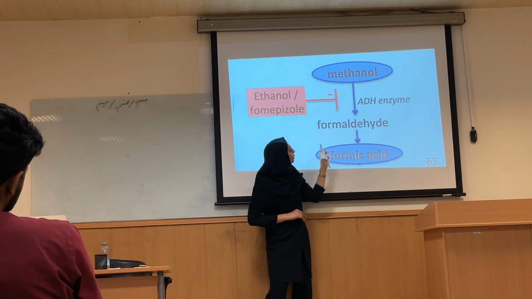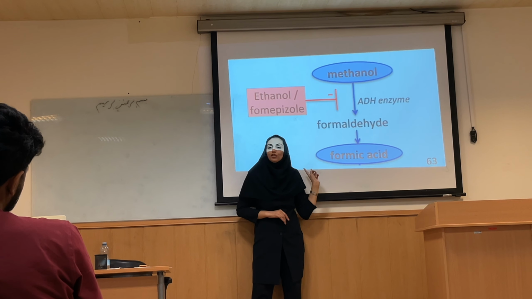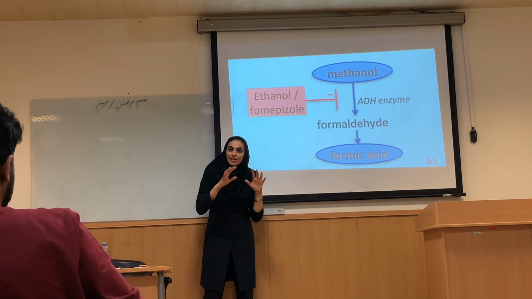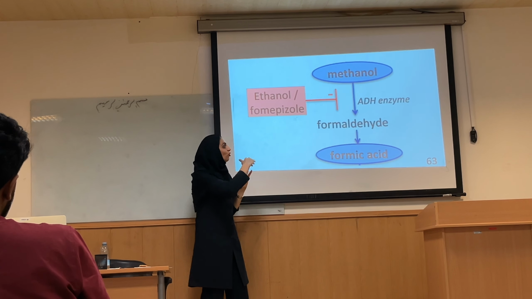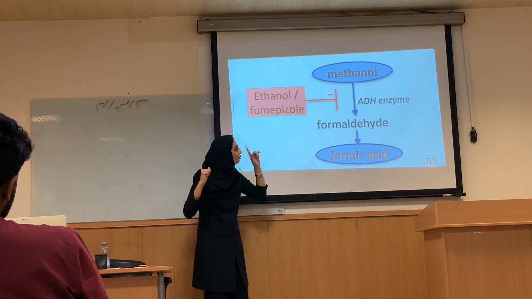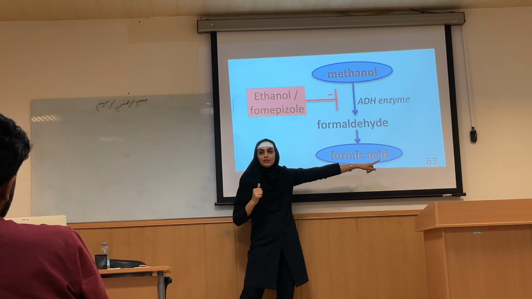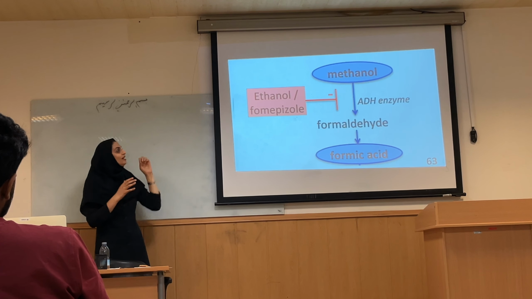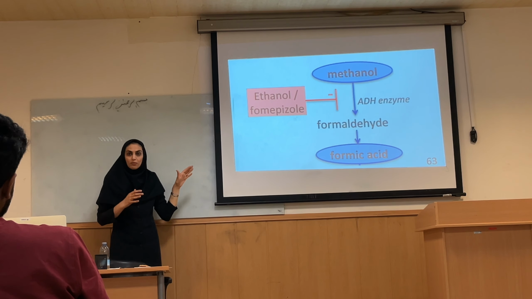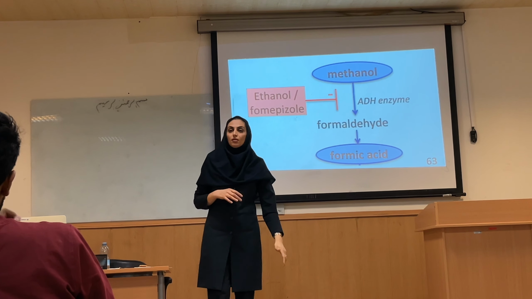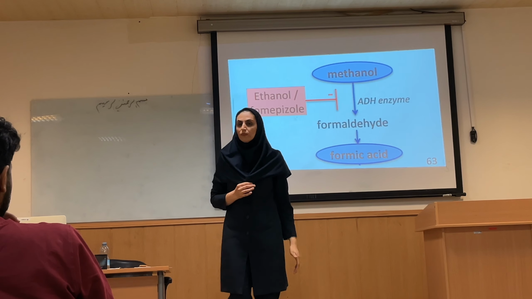As a result, formic acid production is inhibited, and the methanol has time to be excreted through the kidneys and urinary tract without converting to formic acid. It is a competitive inhibition that we can see in ethanol and methanol metabolism, and it is the way we cure these patients.